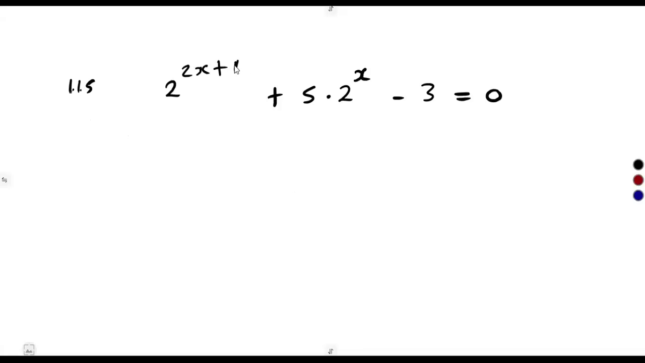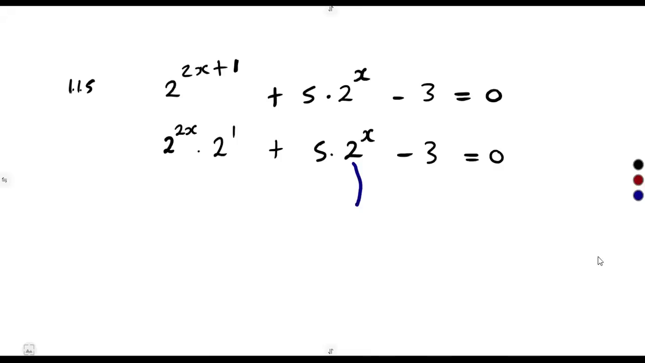Remember, we can separate, like I said. When you are given a plus like this, it means you are actually multiplying 2 to the exponent of 2x times 2 to the exponent of 1. Plus 5 times 2 to the exponent of x minus 3, that's equal to 0. There is a 2 to the exponent of x here, and here there is a 2 to the exponent of 2x. So we can rewrite this one in terms of 2 to the exponent of x.